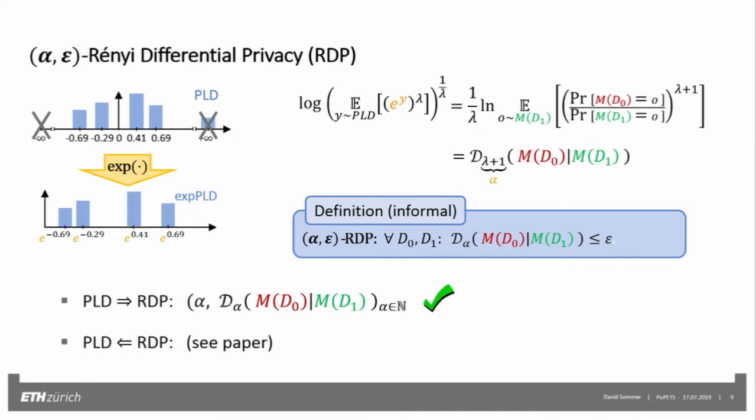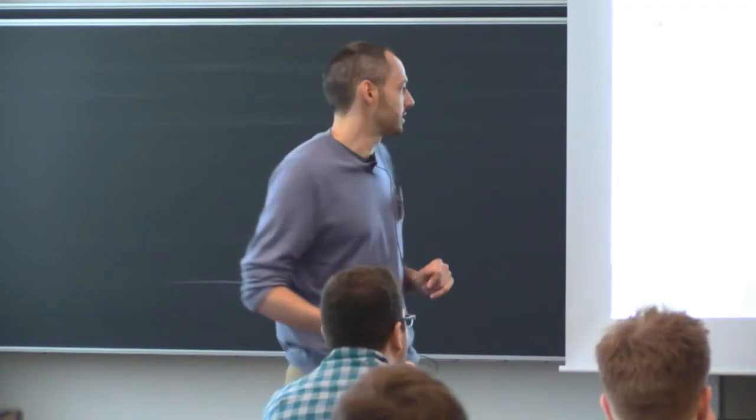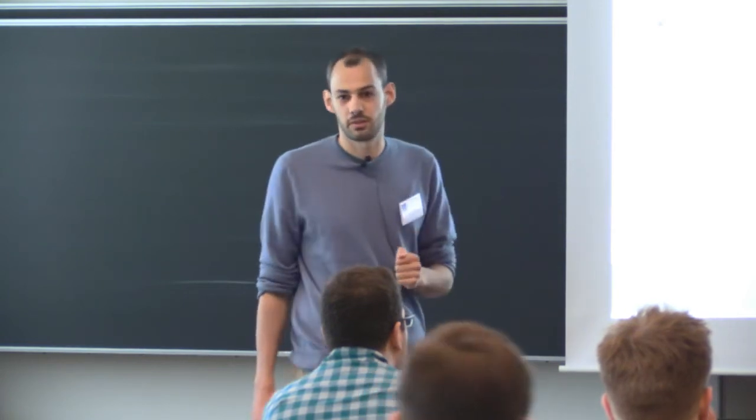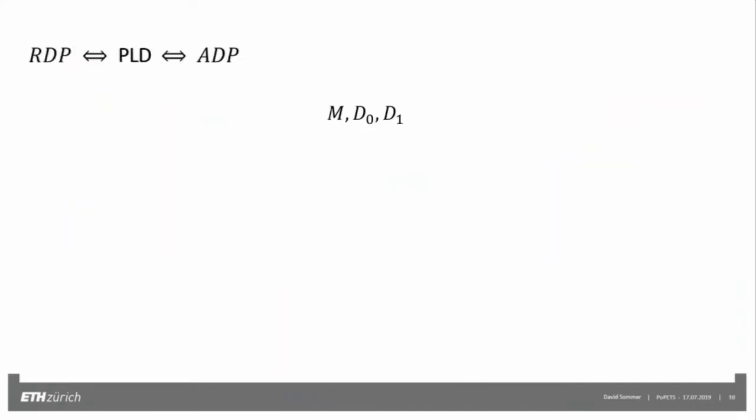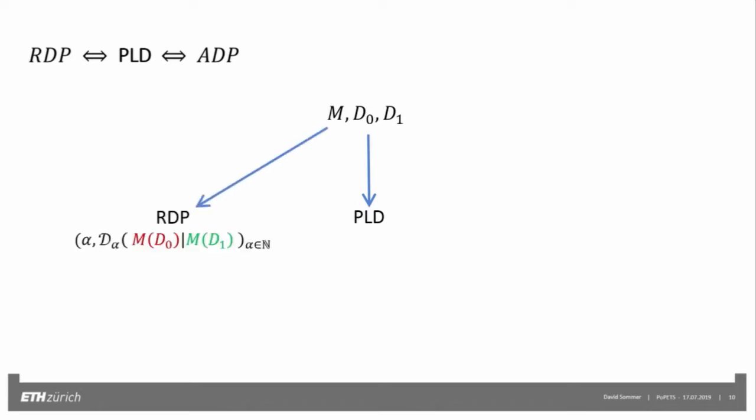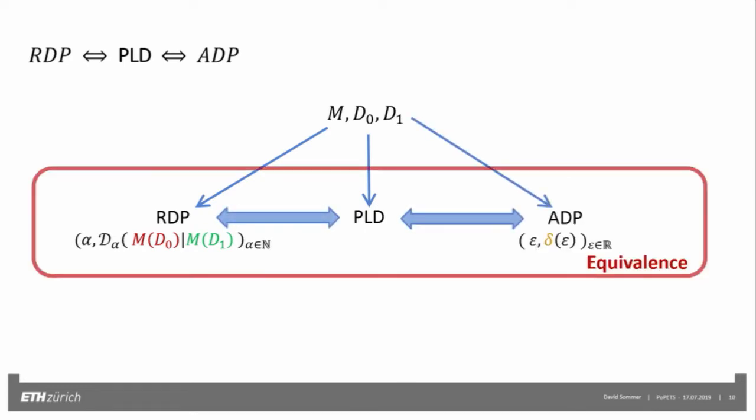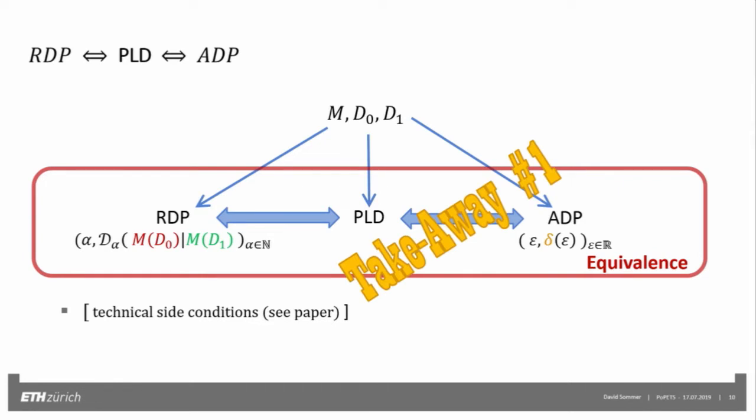Technical stuff usually works out in most cases. So here we have equivalence as well. To summarize a little bit, when you have a mechanism with two inputs, we get the PLD, we get the Rényi divergence, differential privacy and approximate, and we have shown equivalence. So if you look at the full graphs, these definitions are equivalent. That's the first takeaway I would like to take you home from my talk.